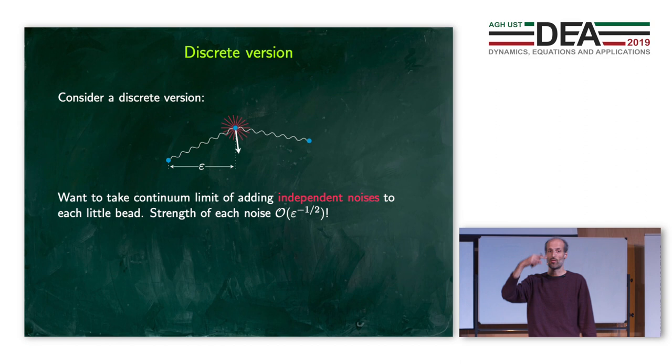So you put some extremely strong noise on each of these beads, and the only reason why the whole thing doesn't just completely fly apart is because of the interaction with the neighbors that keeps the thing together. So there's a competition between the strength of the noise and the strength of the second derivative, if you want, that tries to keep things together. And it turns out that this is the correct noise strength so that these balance out, okay?